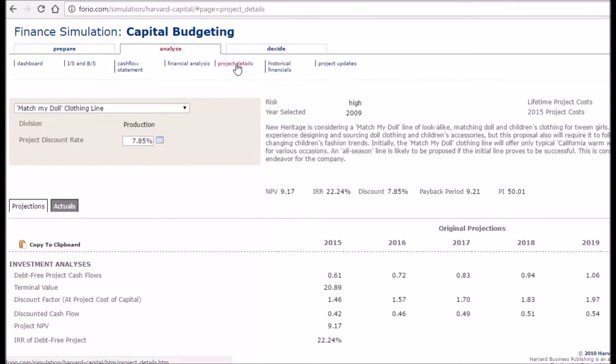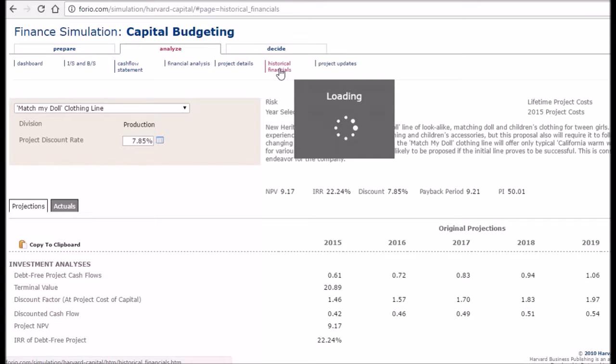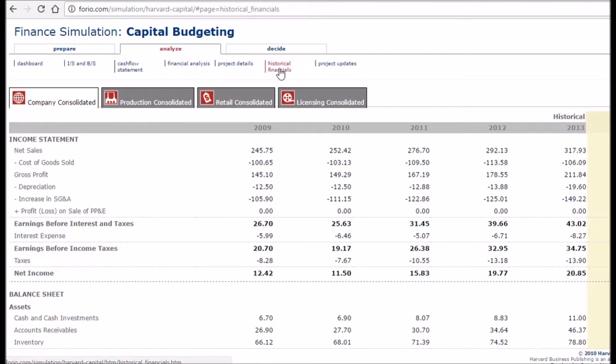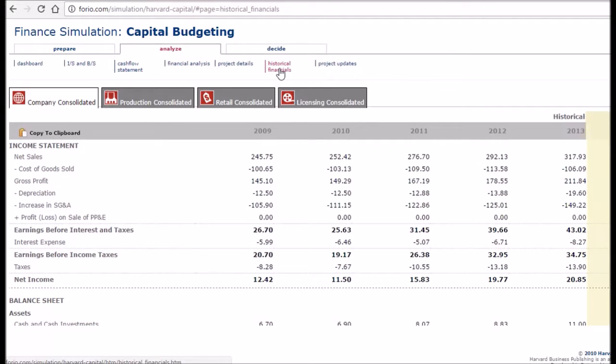So I looked at these because they are the reflection of each project. It shows how well or how not well they are going to do. I did kind of look at the historical financials, but they didn't really influence my decisions that much.